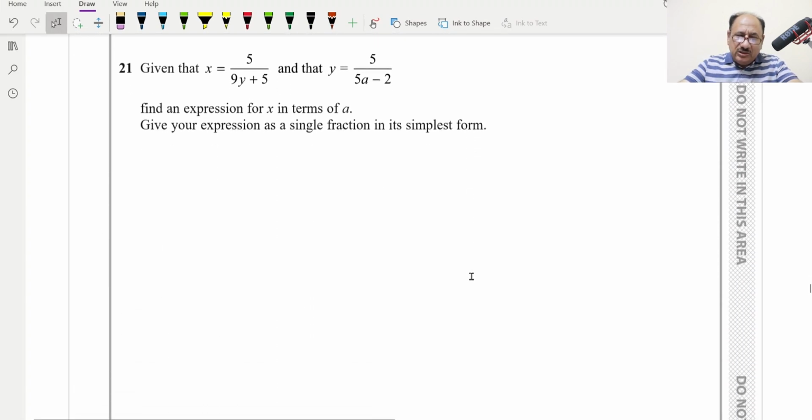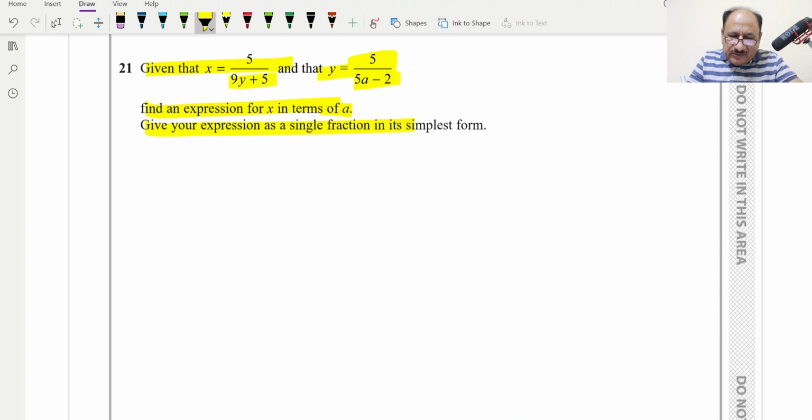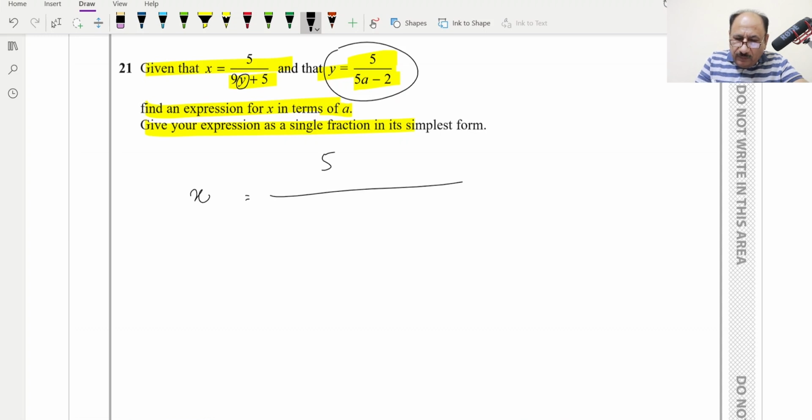Now given that x is equal to this, and y is equal to this, find an expression for x in terms of a. Give your expression as a single fraction in simplest form. So we can replace this y value over here, and our equation becomes x is equal to 5 over 9, plus y, which is 5 over 5a minus 2, plus 5, and now we have to simplify this.